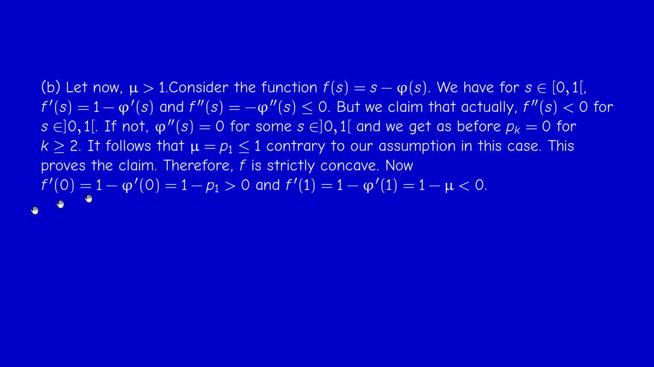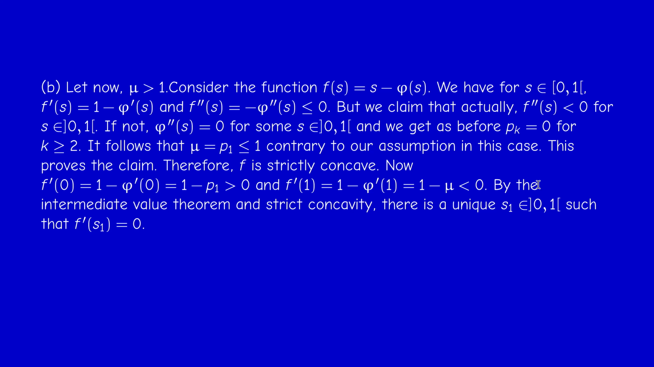Now, what do we have? f prime at 0 is 1 minus phi prime of 0. And we know that phi prime of 0 is the coefficient of s, so it's p1. So this is 1 minus p1. And we are assuming that p1 is less than 1, the interesting case. And f prime at 1 is 1 minus phi prime of 1, which is 1 minus mu. And this is strictly negative. It could be minus infinity. We don't care, actually. Mu could be plus infinity.